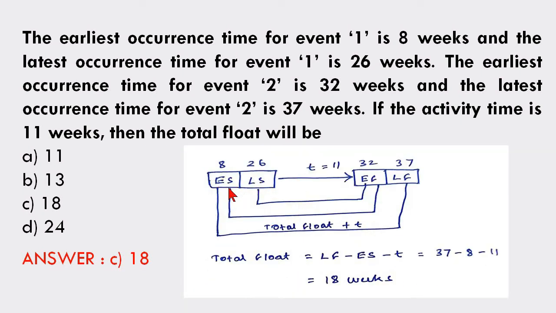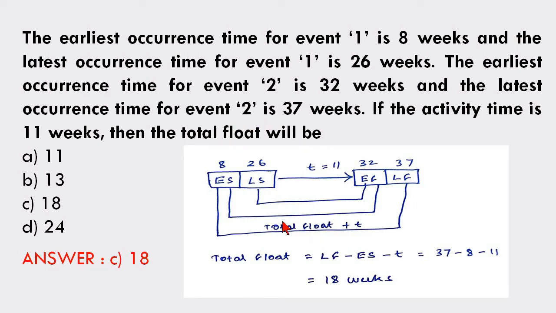It is a similar concept. Earliest start, latest start, earliest finish, latest finish. I am considering this one as event 1, this one as event 2. For event 1, they have given earliest occurrence as 8 weeks, latest as 26. So this one is 8, this one is 26. Similarly, 32 and 37. In the question they have given activity time, this time is 11. They are asking to find total float.